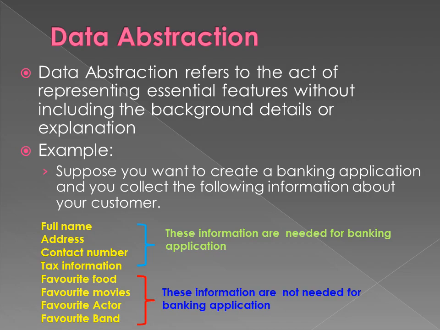Now, let us look at the example given. Suppose you want to create a banking application, and so you will be collecting information about the customer. The customer will give you the following information, that is name, address, birth date, contact number, favorite food, favorite movies, favorite actors, etc. But all the information given by him is not required for the banking application. So we will select only those attributes that are needed for our banking application, like name, address, birth date, tax information, contact address, etc. Thus, selecting the essential attributes of a customer from a large pool of attributes is known as abstraction.